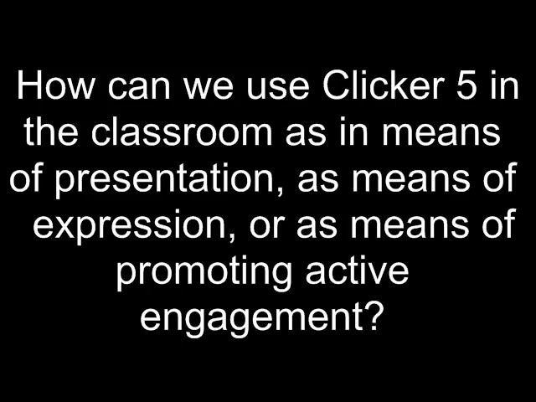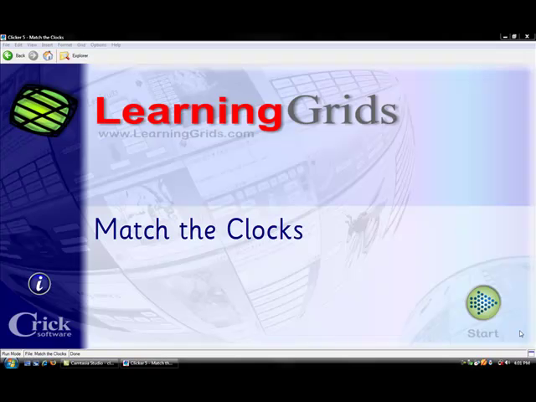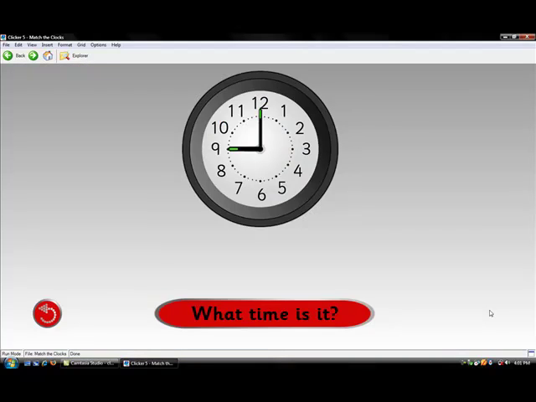Clicker 5 can be used in the classroom in many ways. It is a means of expression and active engagement for students. It is a means of expression because students can play games to practice a skill. Here in Match the Clock, students can practice telling time and knowing the difference between a mechanical and digital clock. It is a good way for students to use expression to display what they've learned.